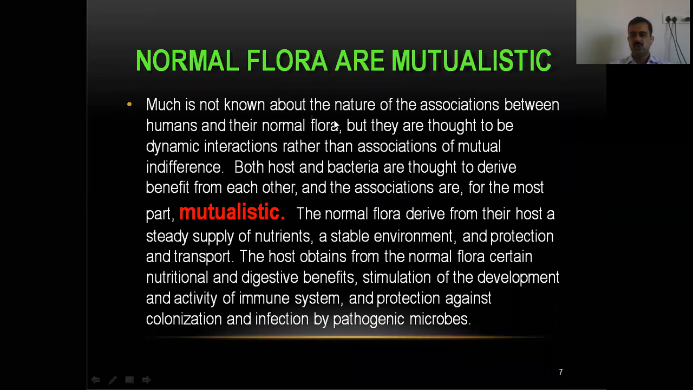Now, much is not known about the association between humans and the normal flora, but they are thought to be a dynamic interaction rather than an association of mutual indifference. Both host and bacteria are thought to derive benefits from each other, and the association is mutualistic. Mutualistic means the normal flora derive from the host a steady supply of nutrients, a stable environment, and protection and transport. The host obtains from the normal flora certain nutritional and digestive benefits, stimulation of development and activity of the immune system, and protection against stress.